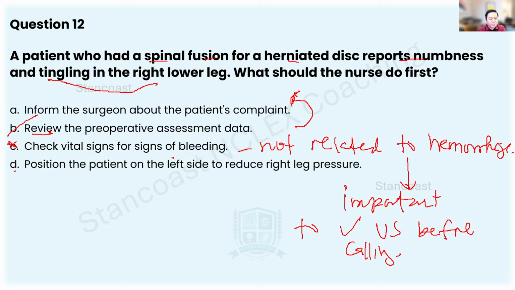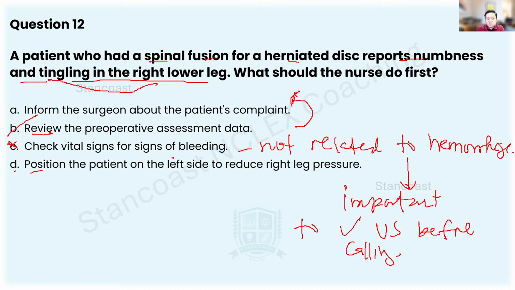Let's have letter D. Position the patient on the left side to reduce the right leg pressure. Tingling in the right lower leg. So the statement here is position the patient onto the left side to reduce the right leg pressure. Do you think that this would relieve the patient's numbness or tingling?